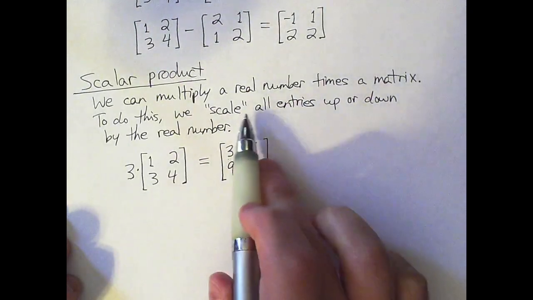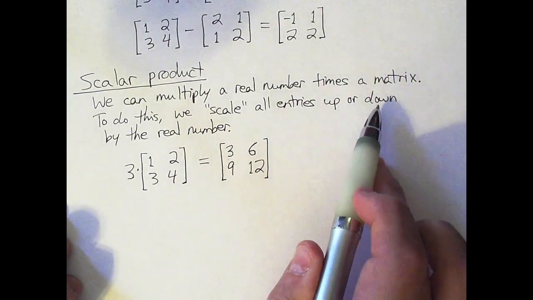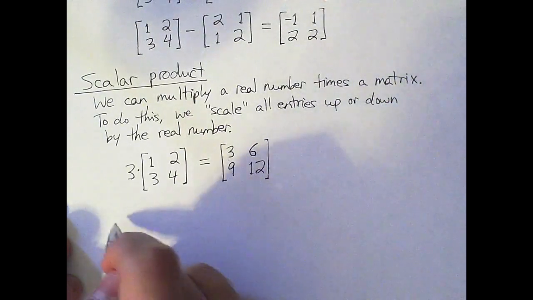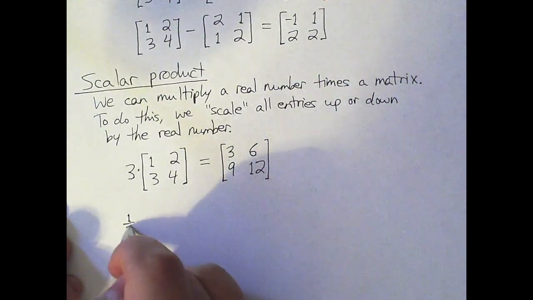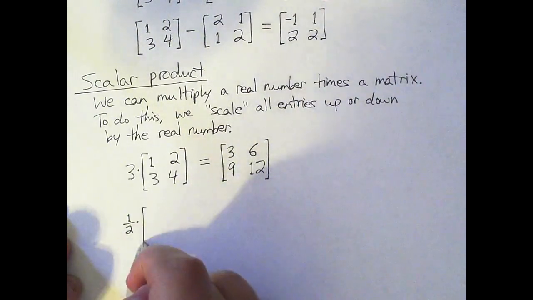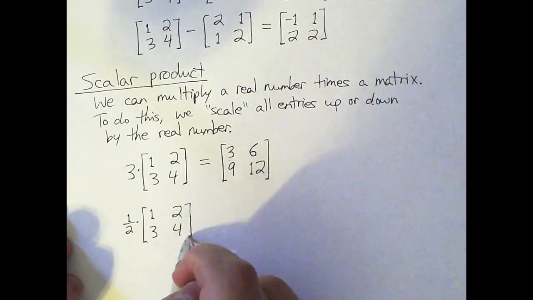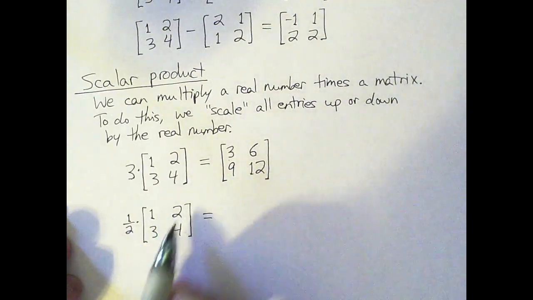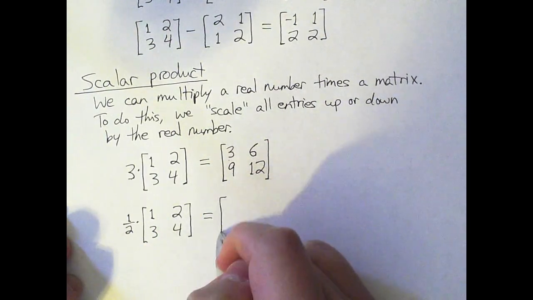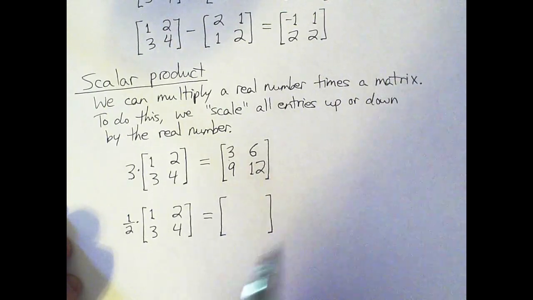Well, why did I say we scale the entries up or down? Like, how could you scale down? That would be if you had a real number like 1/2. If you wanted to do 1/2 times this matrix, well, you do 1/2 times each of the entries. The result is still going to be a 2 by 2 matrix.